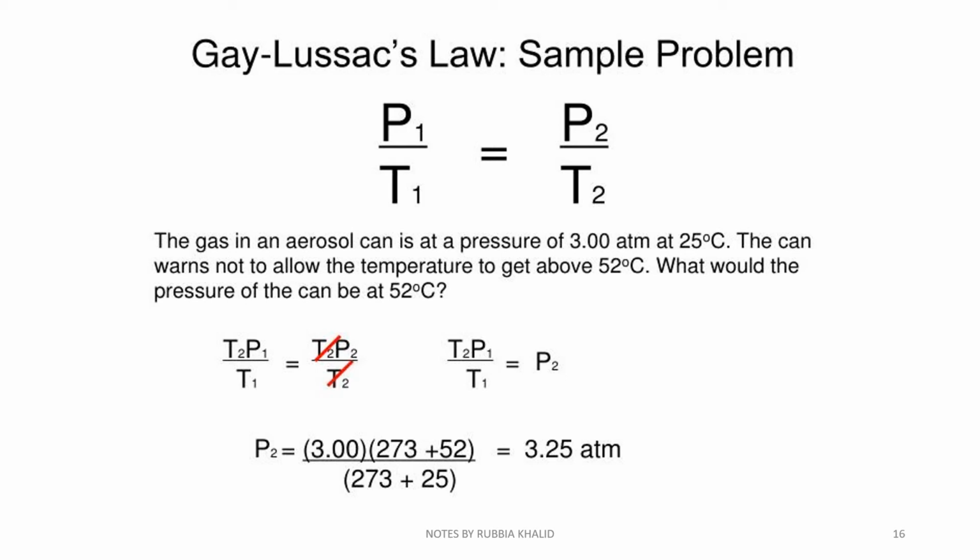Remember, when you are given temperature in degrees Celsius, you're going to change degree Celsius into Kelvin and then solve for pressure. In order to convert Celsius to Kelvin, you're going to add 273 to the given temperature, which is in Celsius, to convert it into the Kelvin scale. Substitute all the given data into the formula and then solve for the unknown.